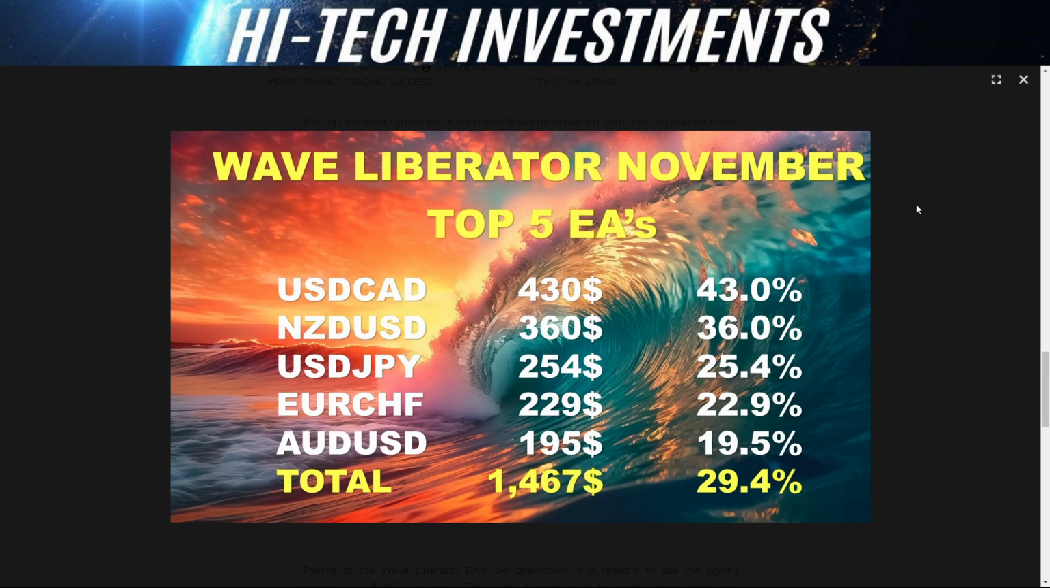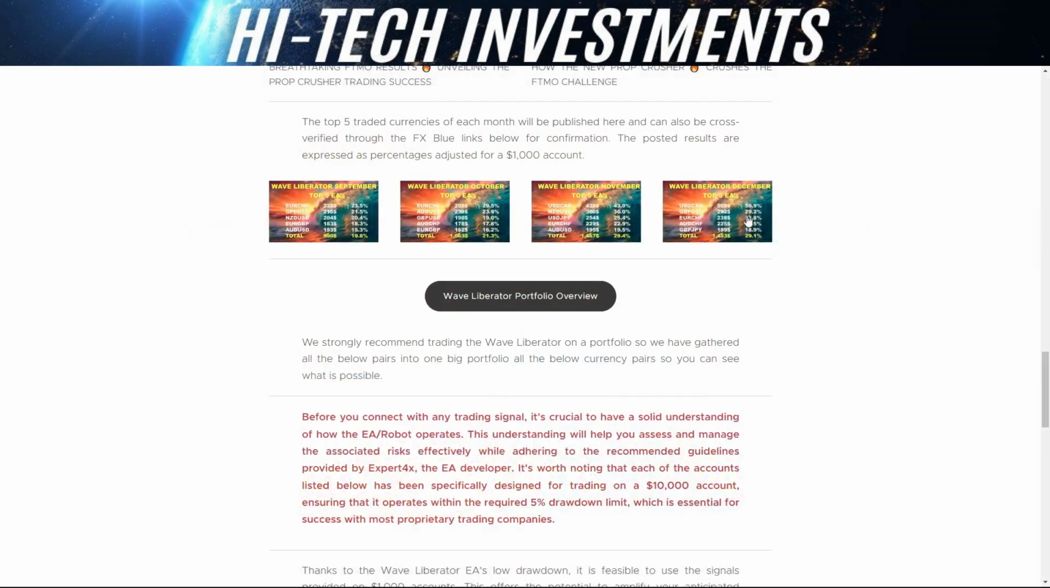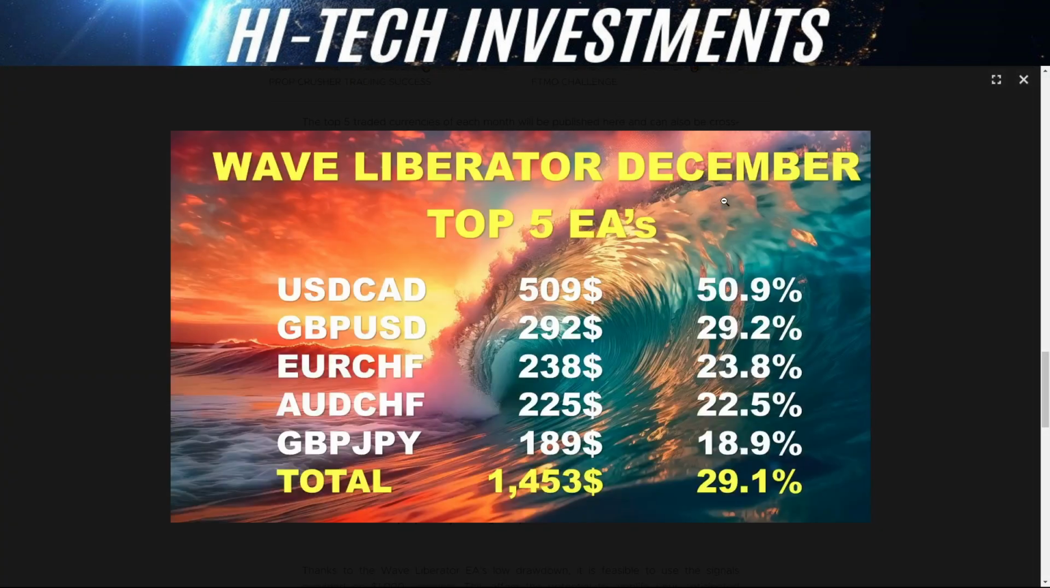We started off with 4 or 5, and now we're up to 13. You can see again the top 5 here, they are getting even better. Extremely good month here with 43% for that particular month. On an average 29.4% or $1,467. So some extreme high numbers all the way through with the Liberator version here.